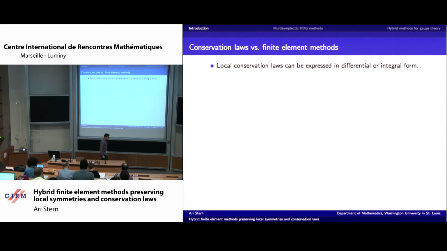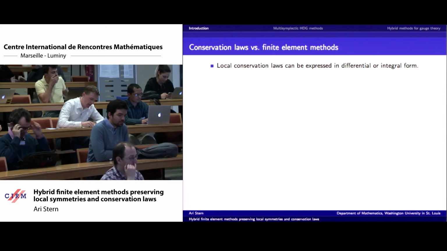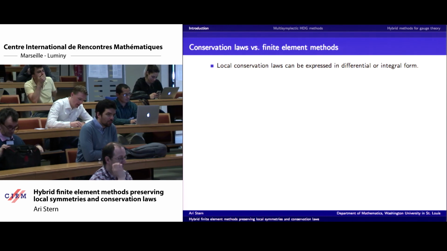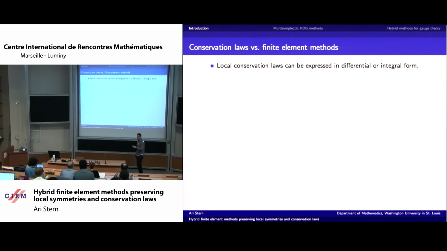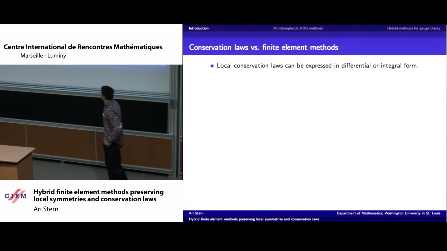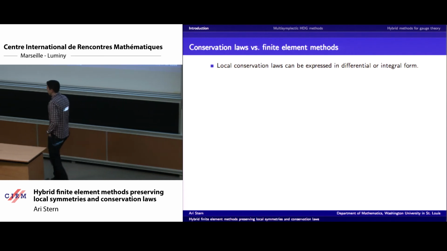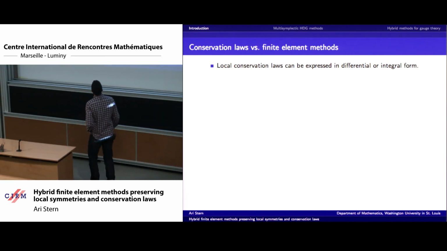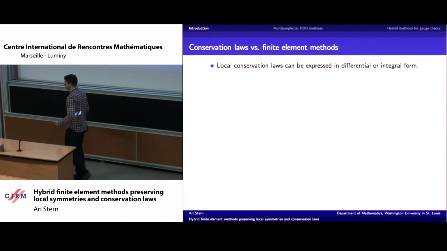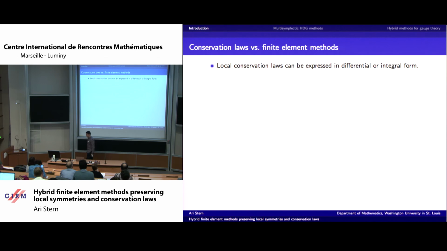Okay, so we've heard a few talks about finite difference methods in conservation laws. I'm going to take a slightly different approach and talk about a different class of numerical methods, finite element methods and conservation laws. So first of all, let me just briefly say what kind of conservation laws I'm talking about and what might be one of the challenges for using finite element methods to talk about these.